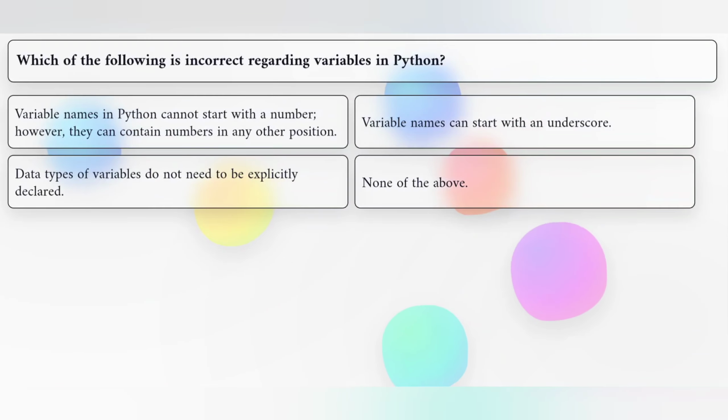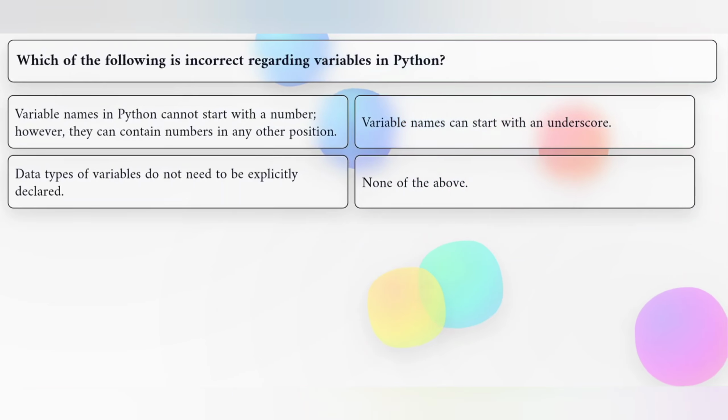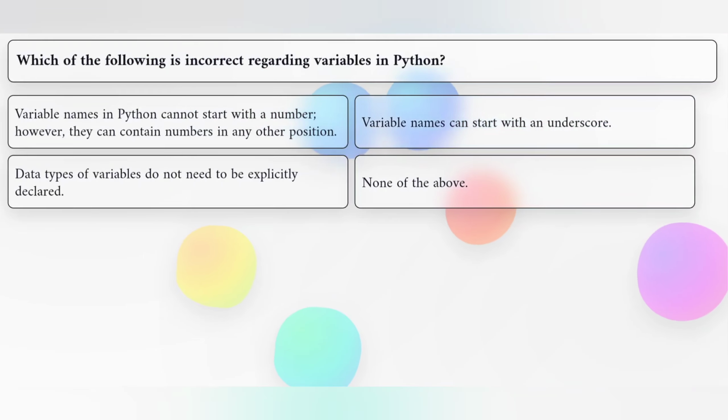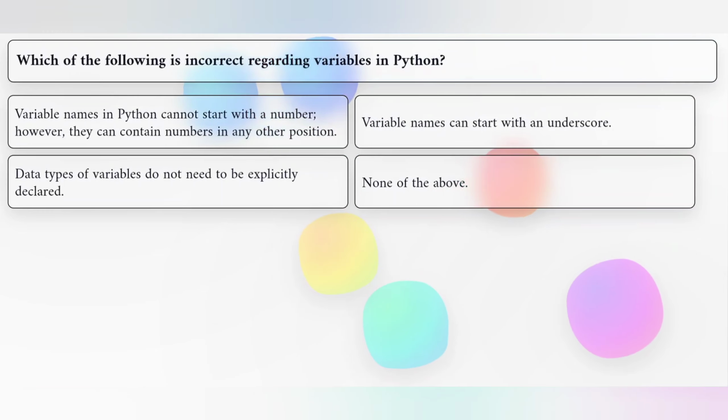Which of the following is incorrect regarding variables in Python? Variable names in Python cannot start with a number, however, they can contain numbers in any other position. Variable names can start with an underscore. Data types of variables do not need to be explicitly declared. None of the above.